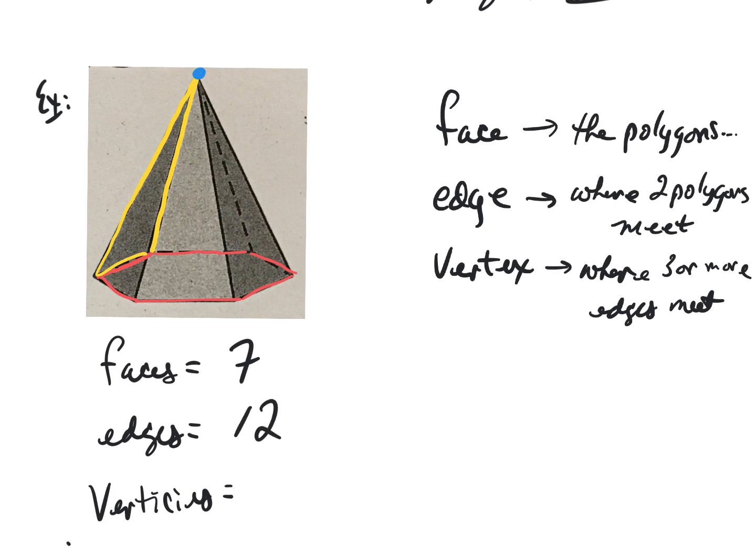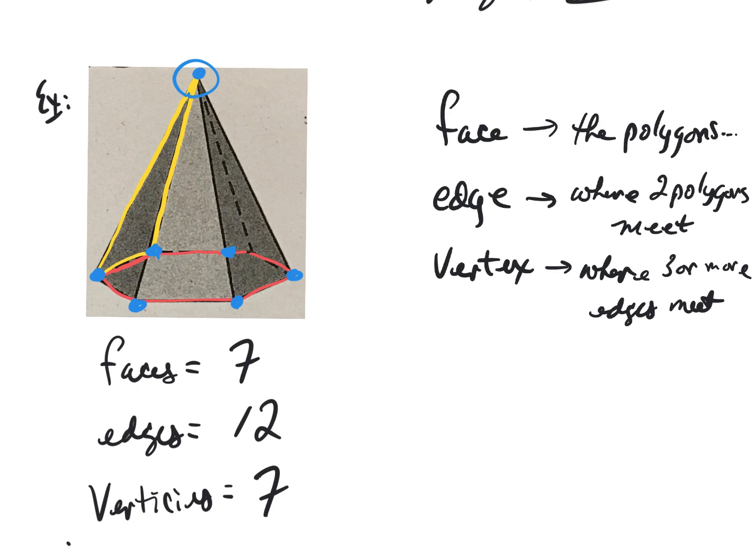And then the vertices are where all of the edges come together, and I could choose a different color here that might stand out a little bit. So we'd have all of these vertices around the base, so 6 altogether, plus the one at the top, giving us a total of 7.